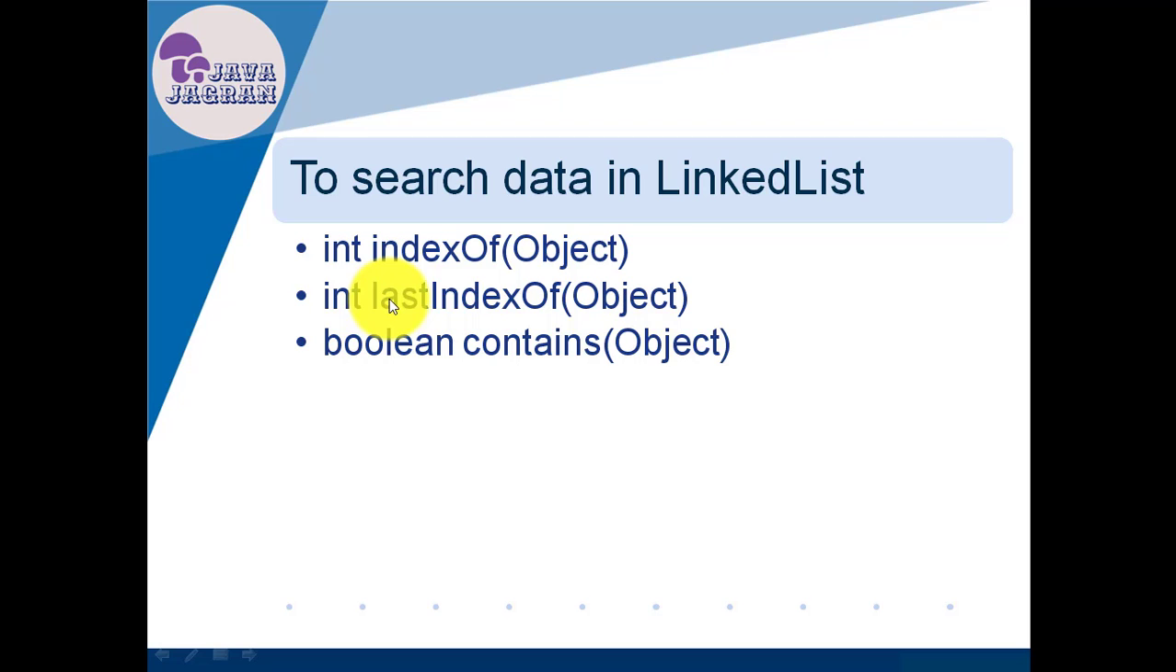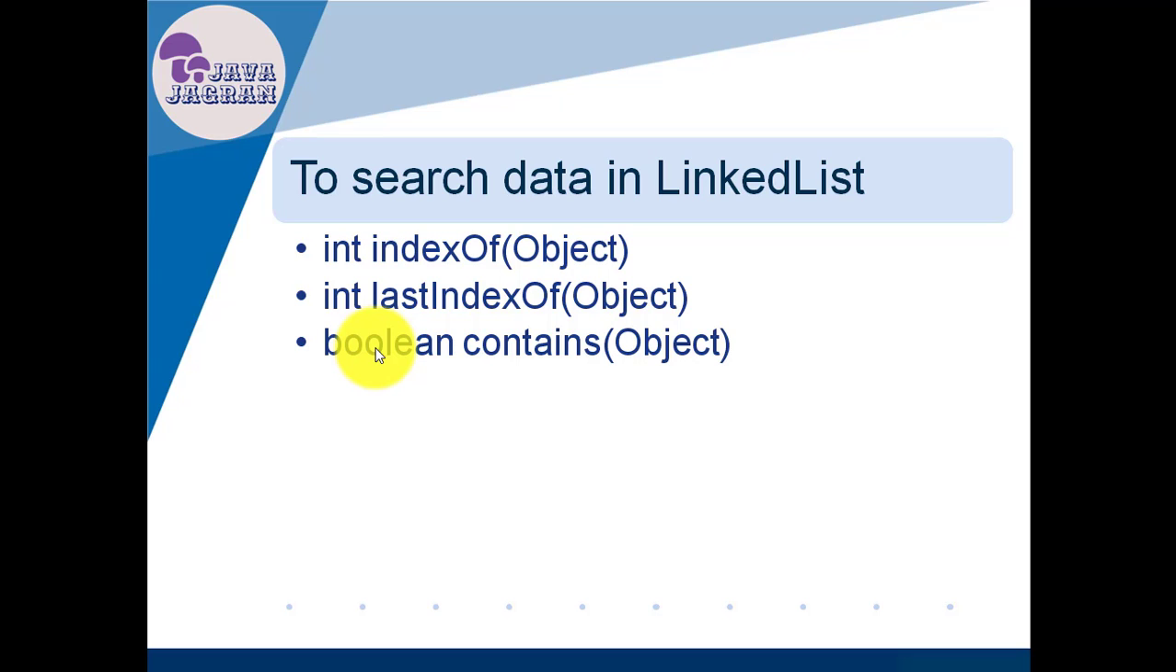Same like that, indexOf starts searching from the beginning, and lastIndexOf will start searching from the last, and wherever the first occurrence of that object comes, it will return the index. If it's not able to find that object, then it simply returns -1. The next is contains. Whatever data you pass, it will start searching from the beginning. If it finds that data anywhere in the list, then it will return true, else it will return false. So these are the methods available in the linked list that are important for day-to-day use.